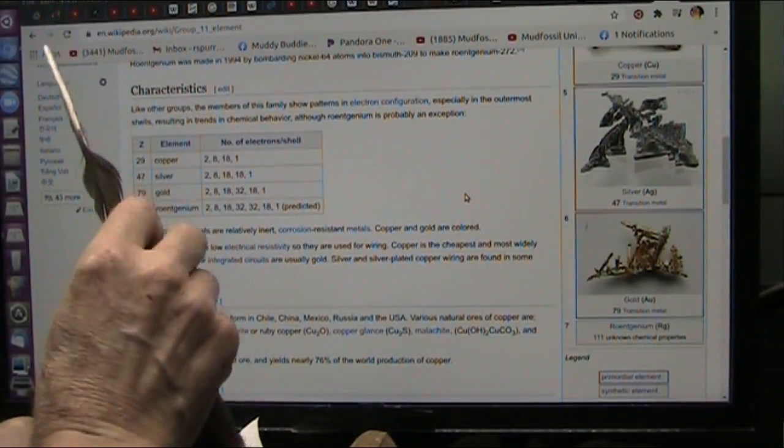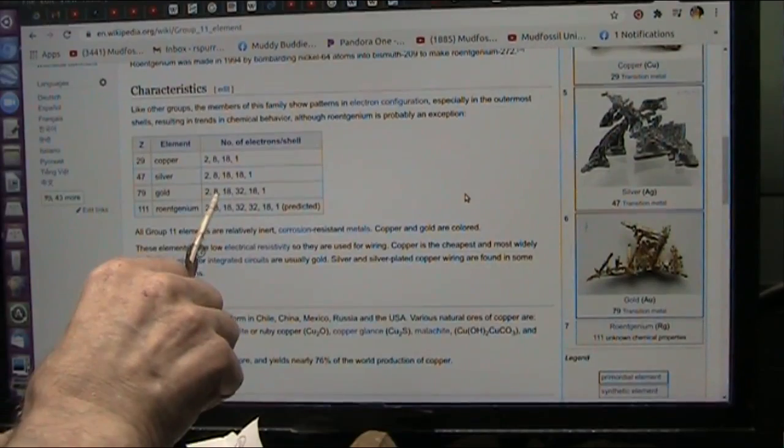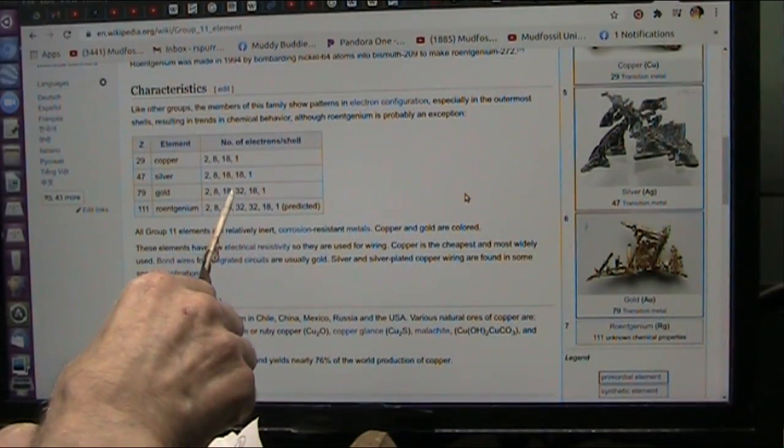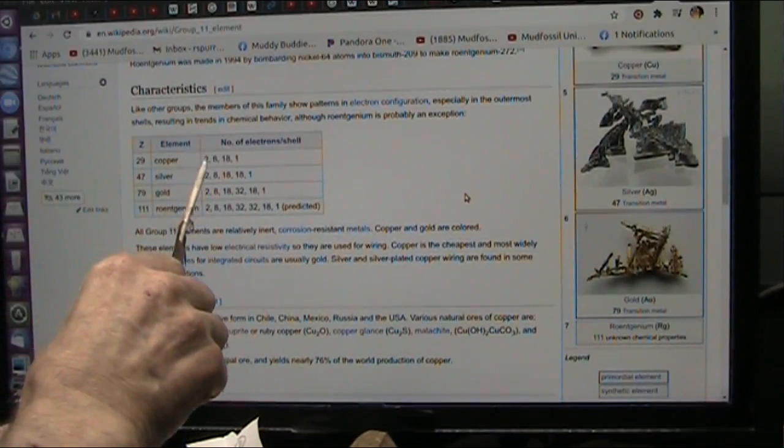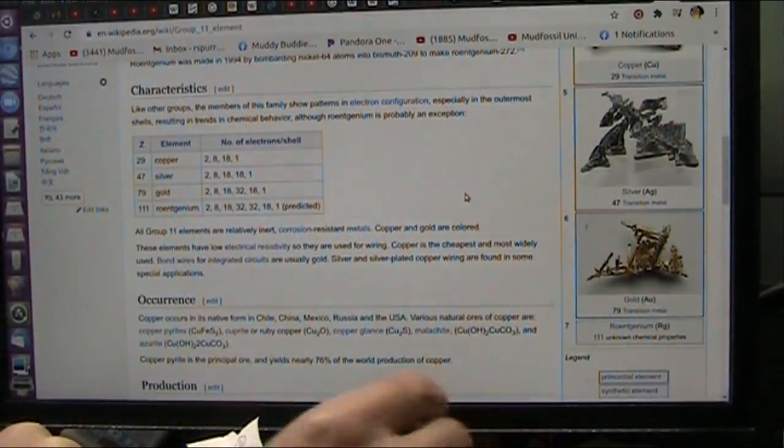Now, how are we going to make gold? Can we force electrons to go into there? I think we might be able to. And what would we force them into? Copper. And how would we do that? Well, let's see if we can figure it out.